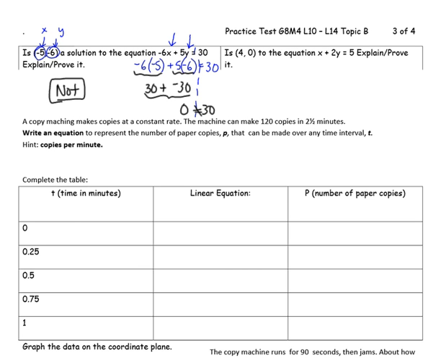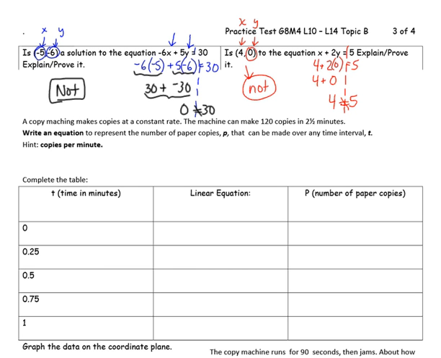Next, is (4, 0) a solution? So we're going to substitute the x value and the y value. The x value is 4 plus 2 times the y value, which is 0, equals 5. Simplify both sides of the equation. On the left, we have 4 plus 0, and on the right, we have 5. These are not equal, so this is not a solution.